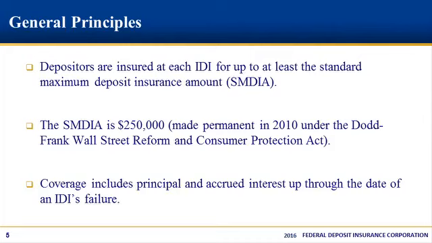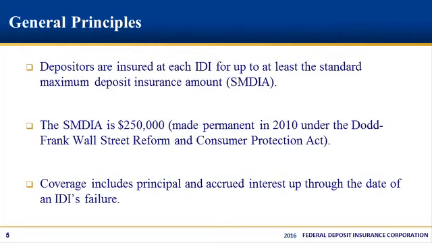At each bank, depositors are insured for up to at least $250,000, which is the current standard amount of FDIC deposit insurance coverage. This amount is described in the FDIC regulations as the Standard Maximum Deposit Insurance Amount, or using the abbreviation SMDIA. The current SMDIA was permanently raised to $250,000 effective July 22, 2010, as provided for under the Dodd-Frank Wall Street Reform and Consumer Protection Act. Please remember the increase to $250,000 is permanent.